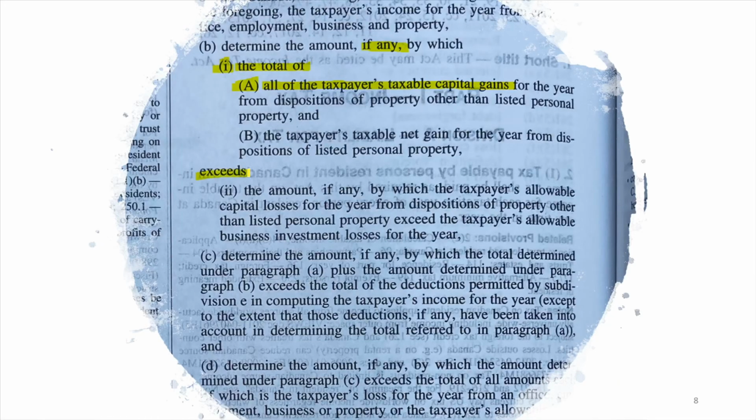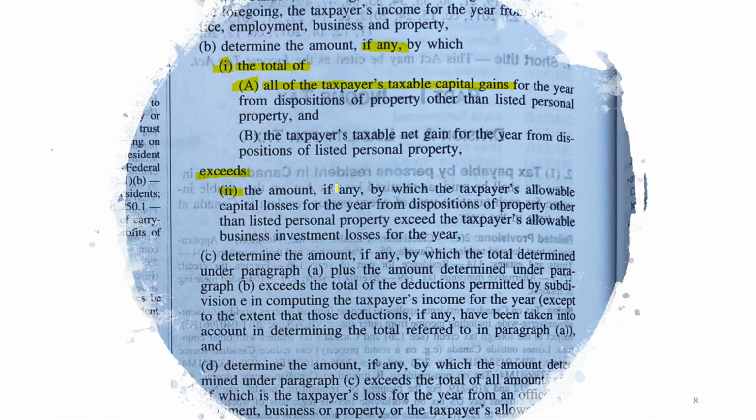Listen, we're going to deal with listed personal property later on, much later on. So some future video will deal with that. For now, we're going to ignore it. 3B says we take our taxable capital gains, and by how much does that exceed?